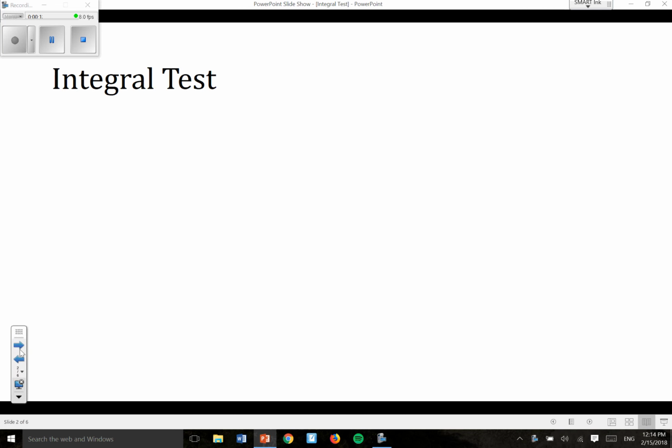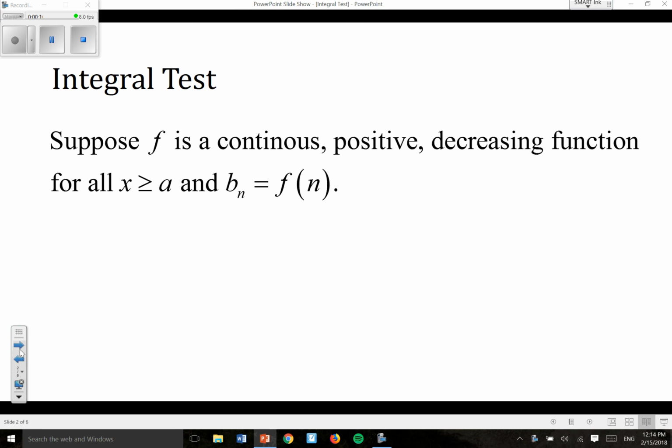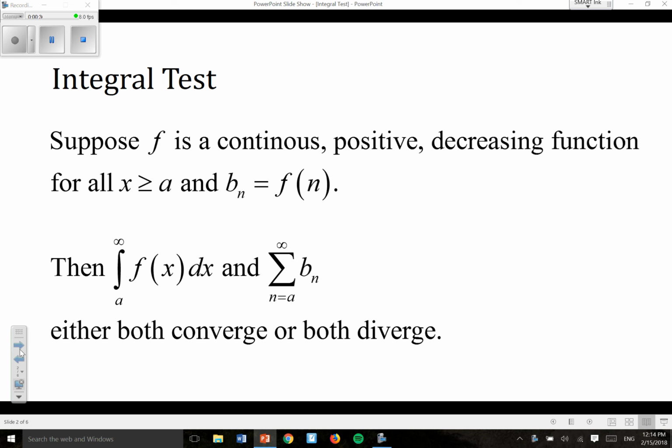The integral test says that suppose f is a continuous positive decreasing function for all x greater than or equal to a, and also suppose that b sub n equals f of n. Then, if we look at the integral from a to infinity of f of x with respect to x and the sum from a to infinity of b sub n, those quantities, the integral and the sum, either both converge or both diverge.